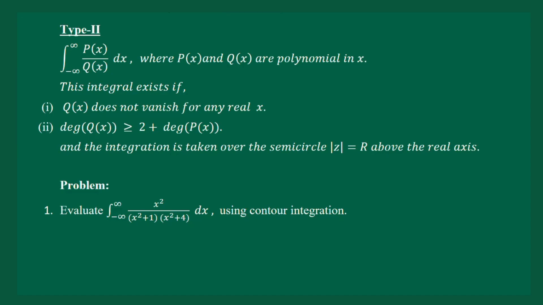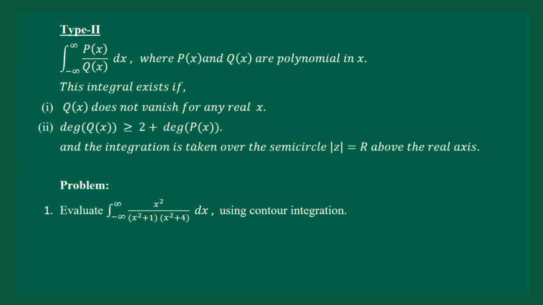Here let us see type 2. So type 2 is the integration in the form of integral from minus infinity to infinity of p of x by q of x dx, where p of x and q of x are polynomials in x, and this integral exists if q of x does not vanish for any real x. The second condition is that the degree of q of x should be greater than or equal to 2 plus the degree of p of x, that is, the degree in the denominator should exceed the degree in the numerator by 2.